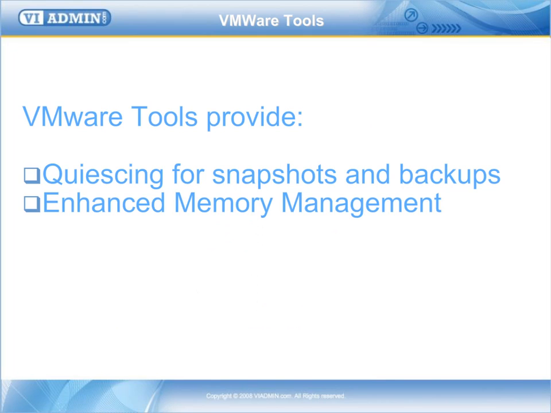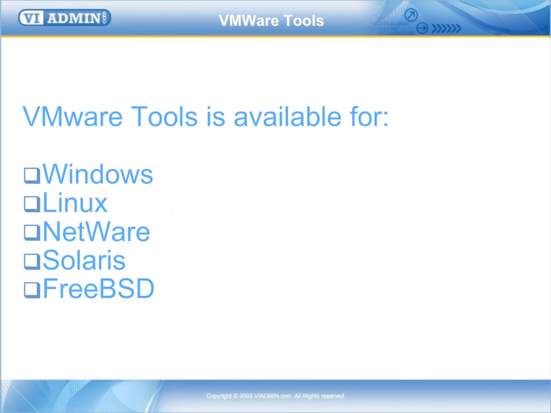Enhanced memory management. Very importantly, for memory performance, VMware Tools contain a memory control driver that allows for efficient memory allocation between virtual machines. VMware ESX Server can use a balloon driver installed with the VMware Tools and force a VM to use less memory than its configured maximum. The VMware Tools package is available for Windows, Linux, NetWare, Solaris, and FreeBSD. However, the installation methods vary because of the differences in the guest operating systems. So you get a lot when you install this one VMware Tools package.